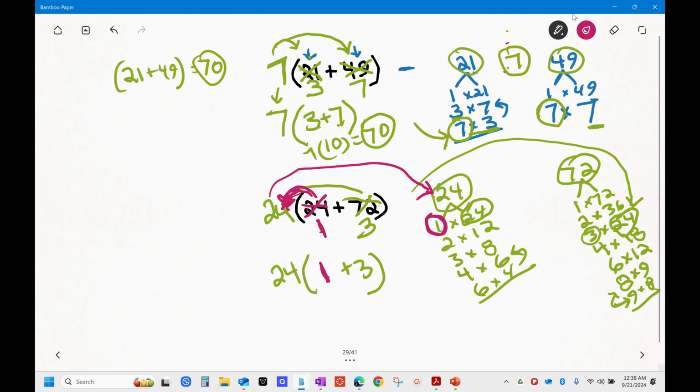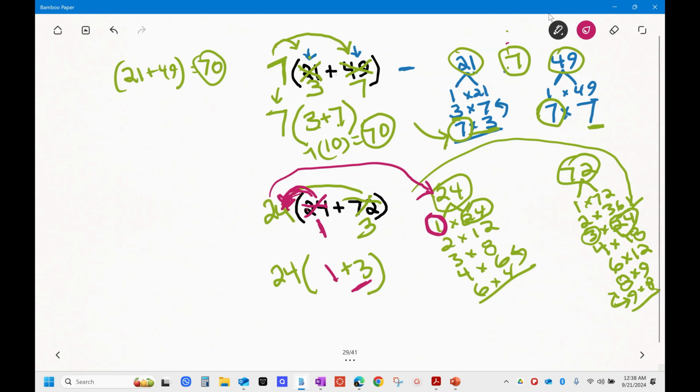So that's 1 plus 3 inside the parentheses, and outside is 24. So don't forget to bring that 1 down, because 24 times 1 is 24. It's not 24 times 0 is 24, which would just make this nothing, and we would just have 3 in the parentheses. It is 1 plus 3 in the parentheses.